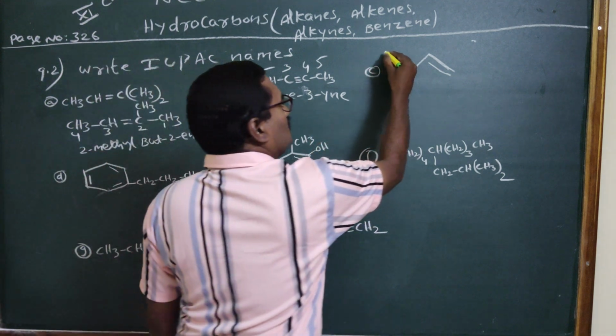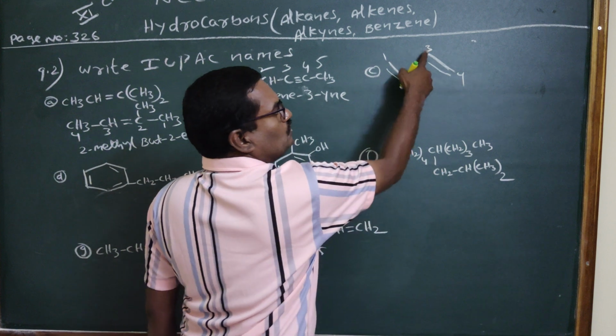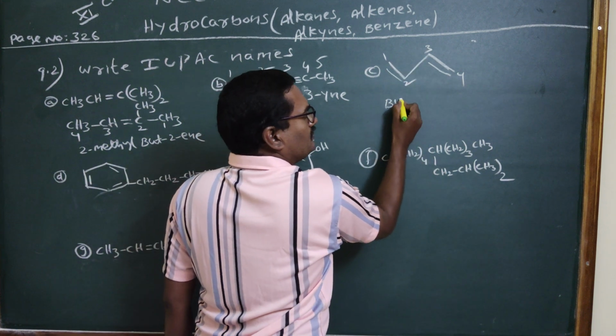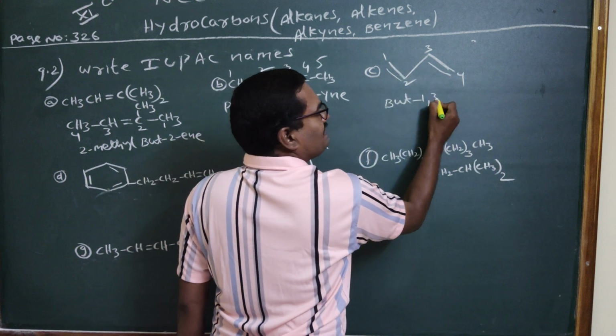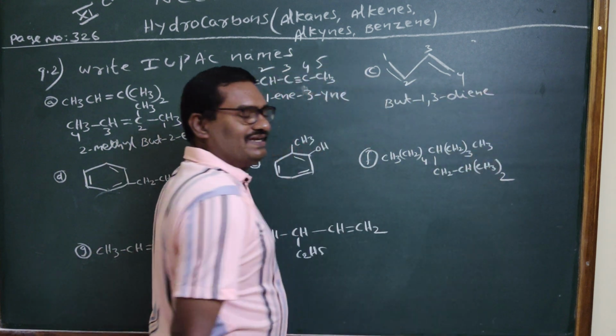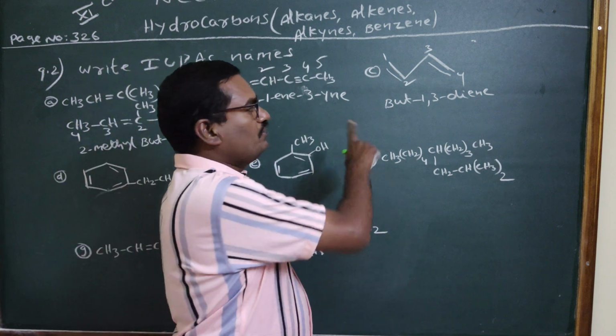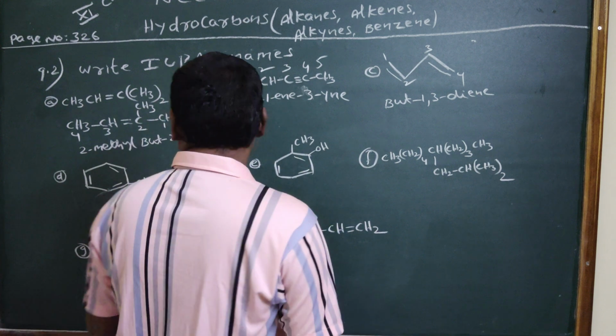Next one: 1, 2, 3, 4, four carbons, so but. The first place and third place contain double bonds, a diene. So it is buta-1,3-diene, or 1,3-butadiene.